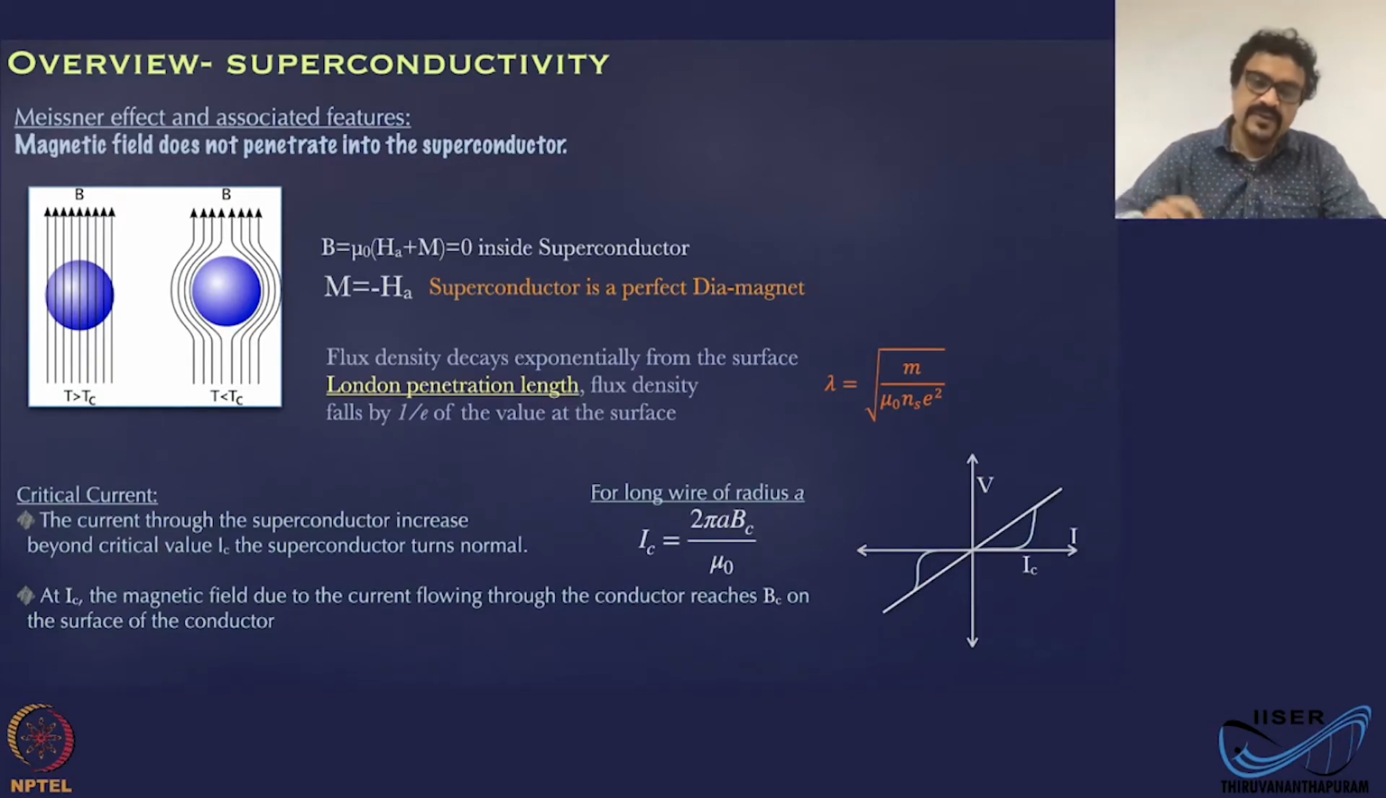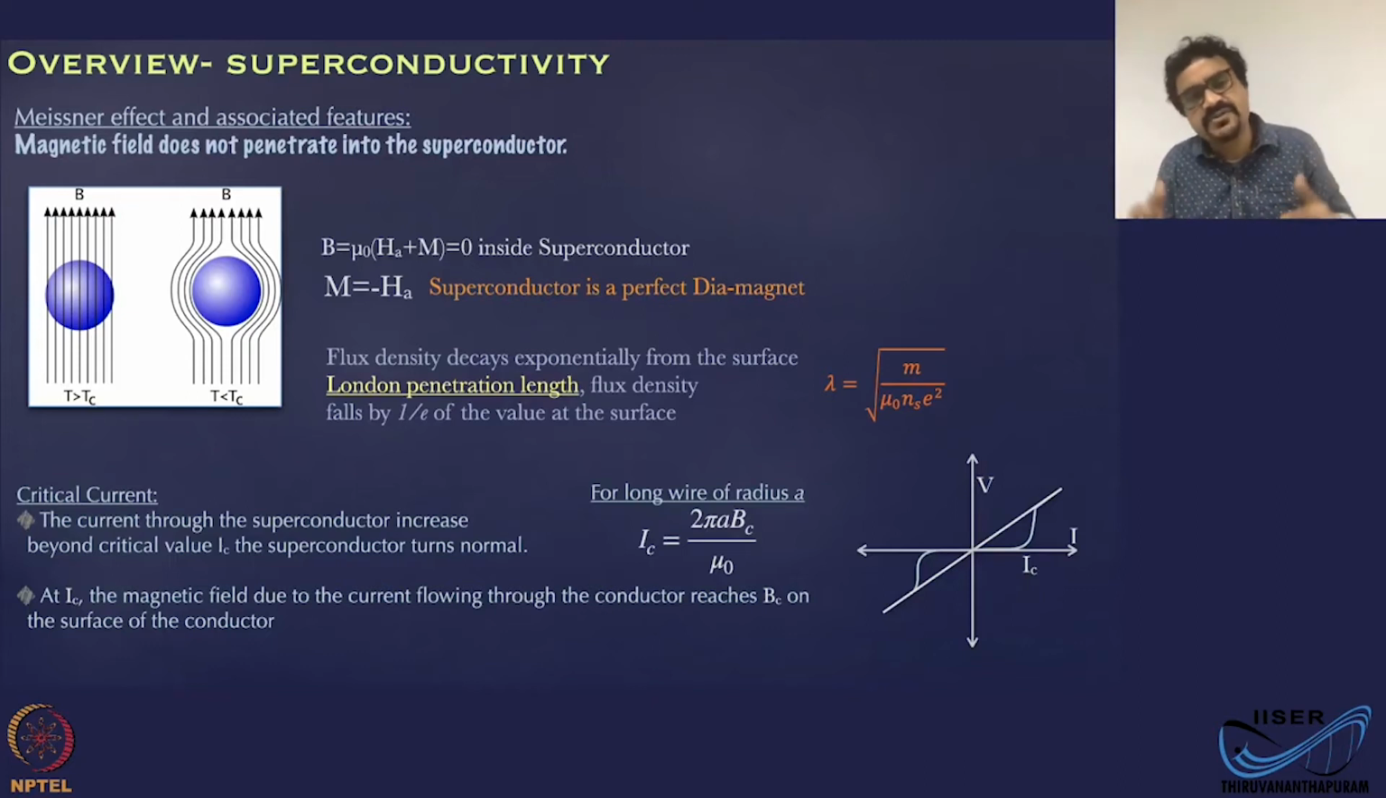Now, though the field was pushed out from the material, there is still some penetration of the field into the superconducting material. Okay. And that penetration length is called the London penetration length. It is given by this formula here. This is the distance by which the flux density in the material falls to 1/e of its value at the surface.